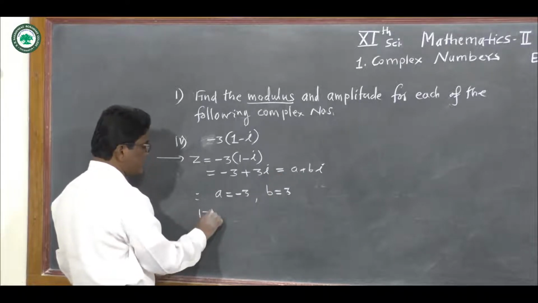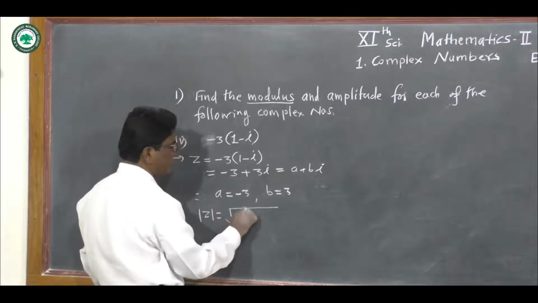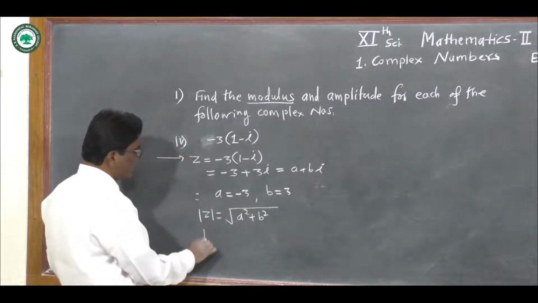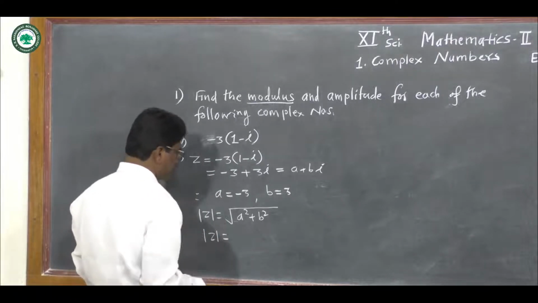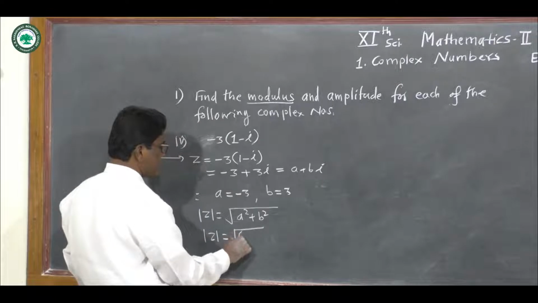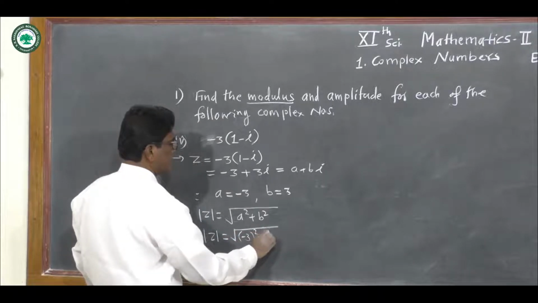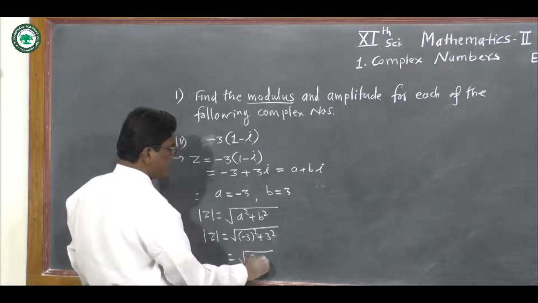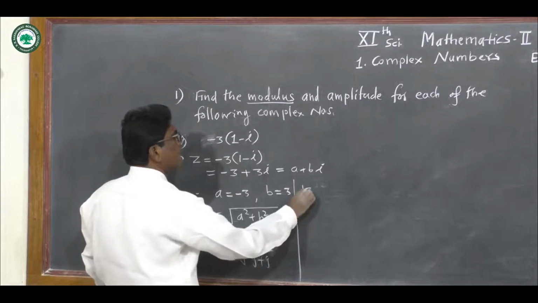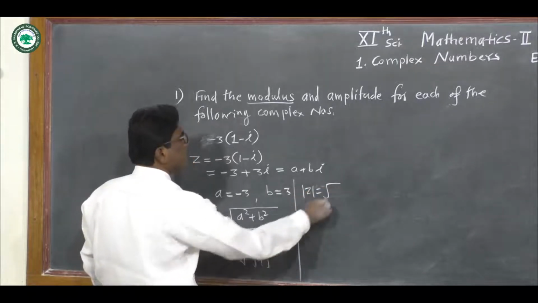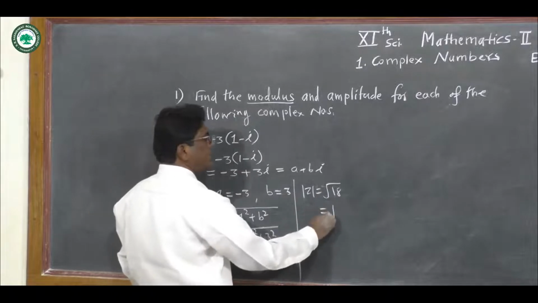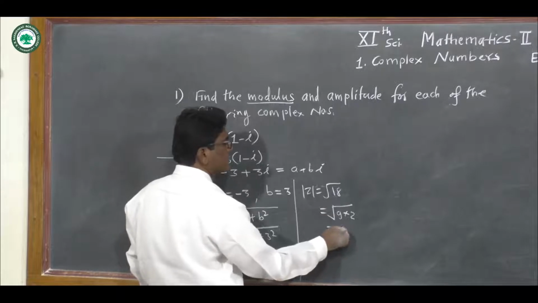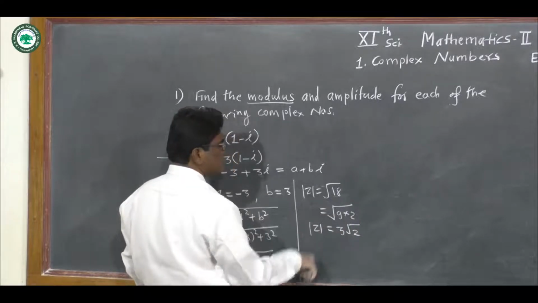So mod of z is given by the square root of a square plus b square. So mod of z is equal to the square root of minus 3 square plus 3 square. So it is equal to the square root of minus 3 square, that is 9, plus here also 9. So mod of z is the square root of 9 plus 9, that is 18. So we write this 18 as 9 into 2. Take the square root of 9, that is 3. So 3 into root 2 is the mod z.